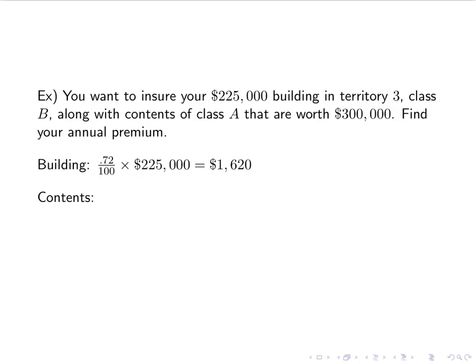For the contents, still Territory 3, but now Class A, and we should be getting 0.71. Multiply it by the face value of your contents, divide by 100, and we should be getting $2,130. Again, the answer will be the total, $3,750.